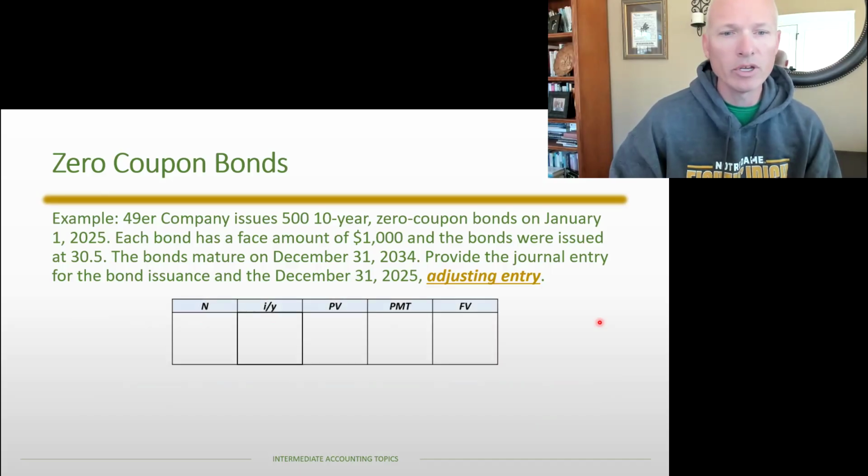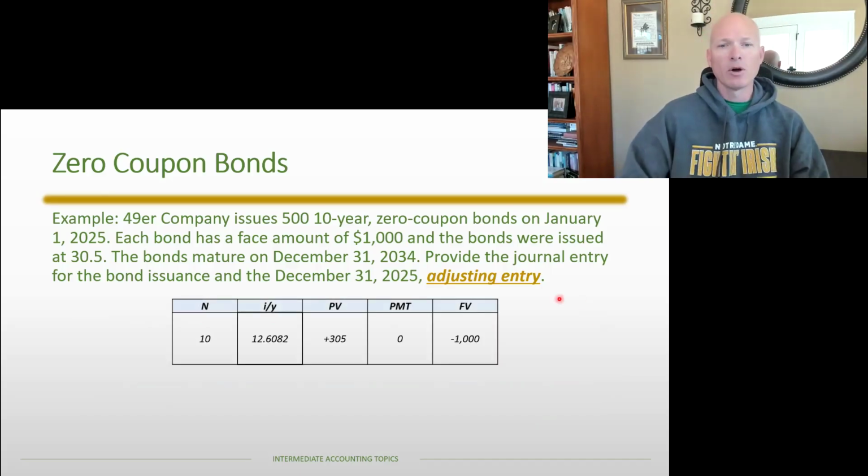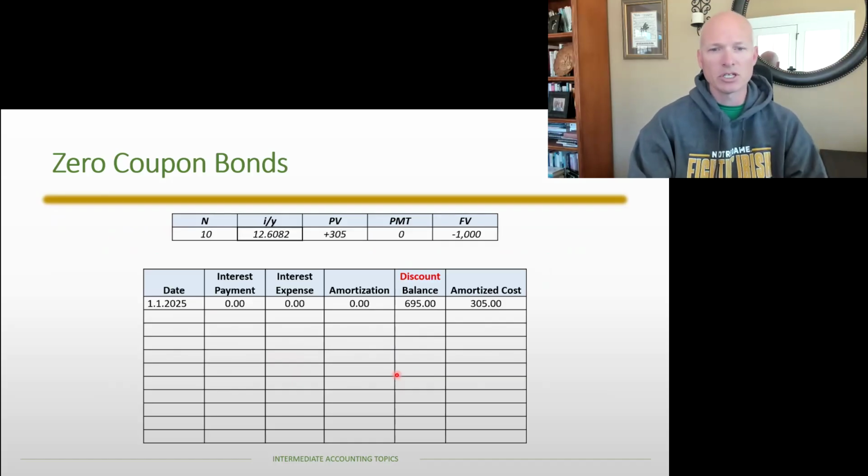All right, so how do we do the TVM? Well, first of all, hopefully you're used to this. It's 10. Again, we're going to use annual periods or annual amortization. The amount we're going to pay at maturity is $1,000. There is no payment, and we were told that the price is $305 per bond, which means the yield on these bonds is 12.6082%. So we use that information to create the amortization table.